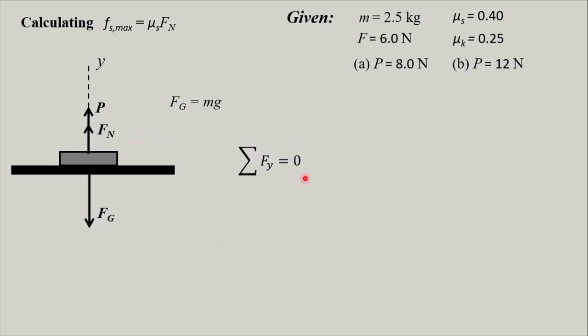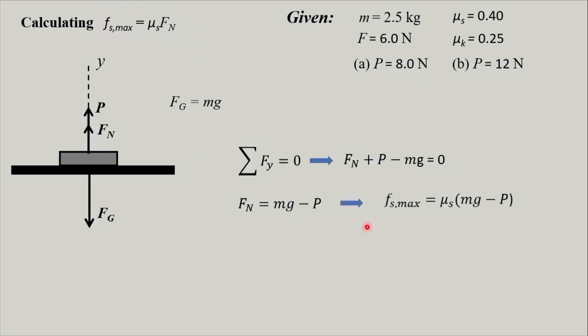Writing down all components, we have here Fn positive, P positive, and negative Mg. The sum is equal to 0. And from here we can find the normal force. Then we use the equation for Fs max, and as a final result we have this equation for this force.